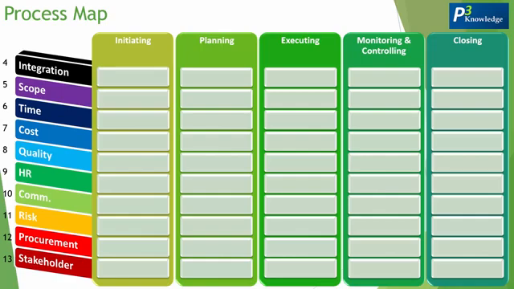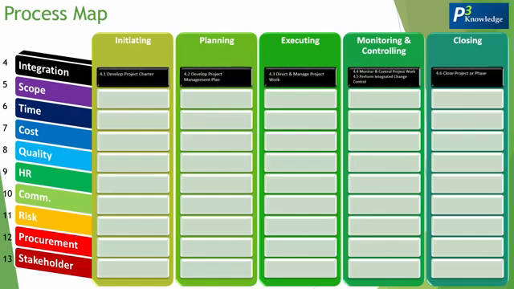Okay, so let's take integration for example. The intersection between the integration knowledge area along with the process groups will give us the following processes. 4.1, develop project charter. 4.2, develop project management plan. 4.3, direct and manage project work. 4.4, monitor and control project work. 4.5, perform integrated change control. And 4.6, close project or phase.